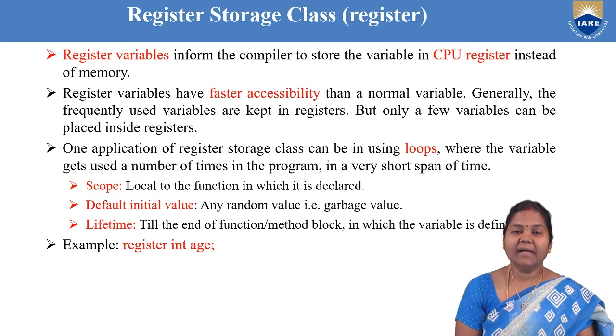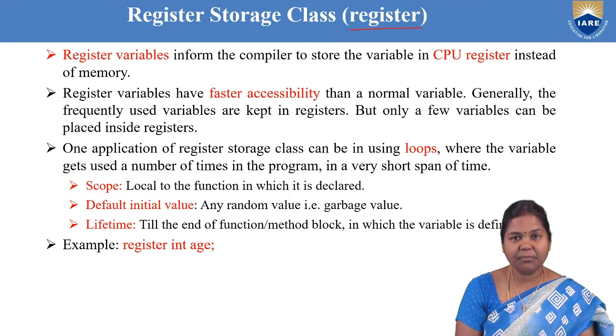Then the second kind of storage class is known as the register storage class, and the keyword which is used is called register. Now the register variables inform the compiler to store the variables in CPU registers instead of memory. So registers have faster accessibility than normal variables, because the CPU registers are the fastest compared to your main memory. Main memory is normally slower in nature than the CPU registers.